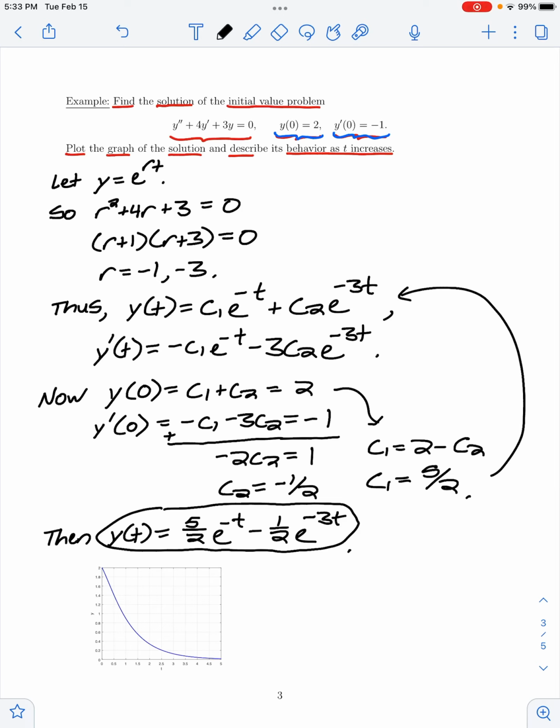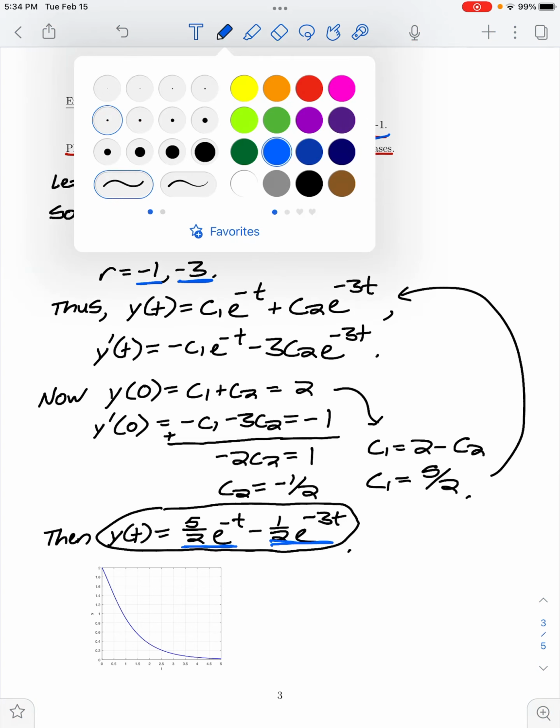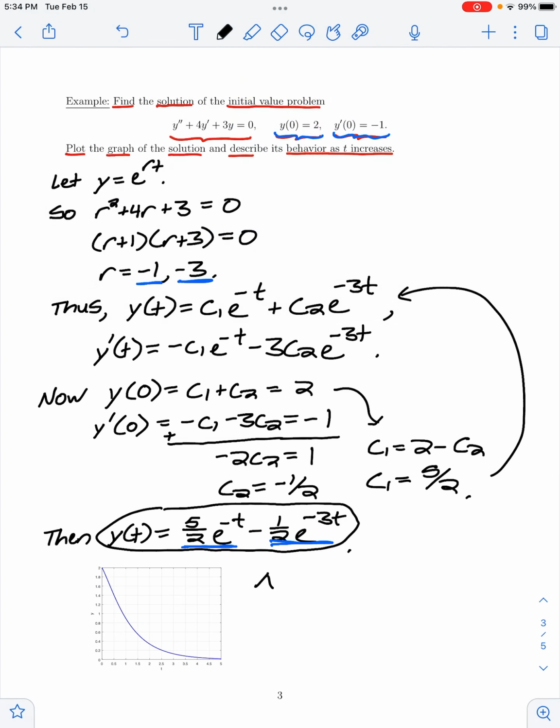And here to describe our limiting behavior, we saw that both of our roots, r1 and r2, were negative. So these two exponential terms in our solution are both exhibiting exponential decay, which means that as t becomes large, y of t is going to approach 0.